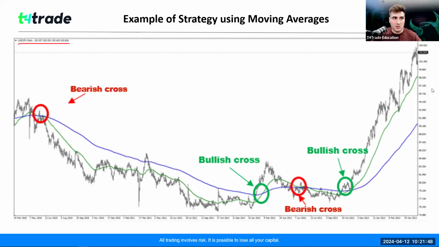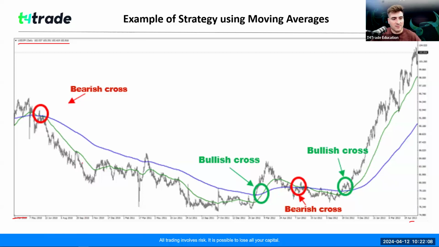Take note that we're talking about the long-term horizon of the dollar-yen chart. This is until 2023. We start at 2020. I can't see, they're not clear enough. But still, it's irrelevant. The point here is to spot the crossings between the 2 moving averages.